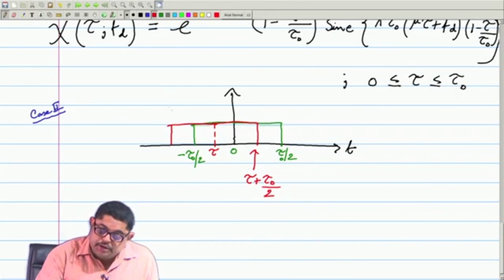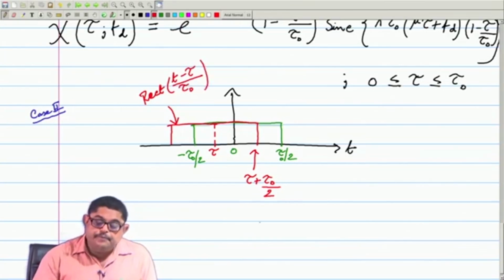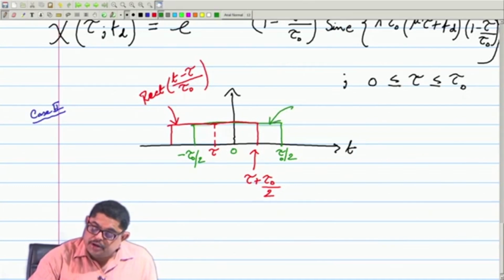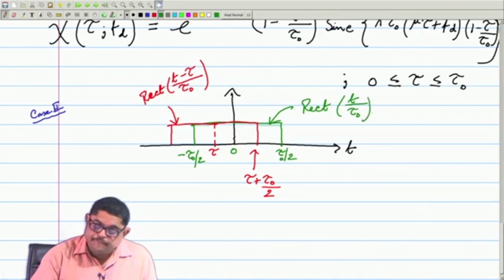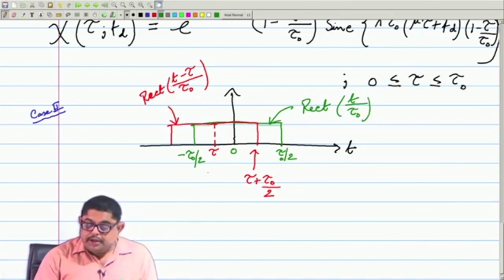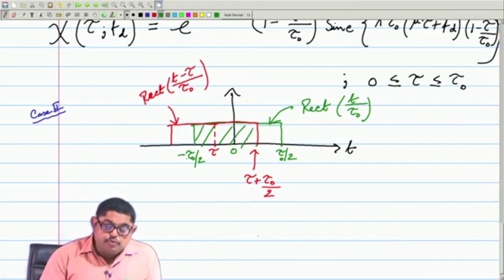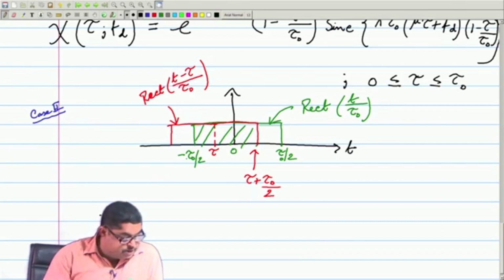So, actually I can say that this is rectangular function of t minus tau by tau naught, and this one, the green one, is rectangular function t by tau naught. So, here the integration limit will exist from minus tau by 2 minus tau naught by 2 to this much. So, we can now find the ambiguity function in this case.